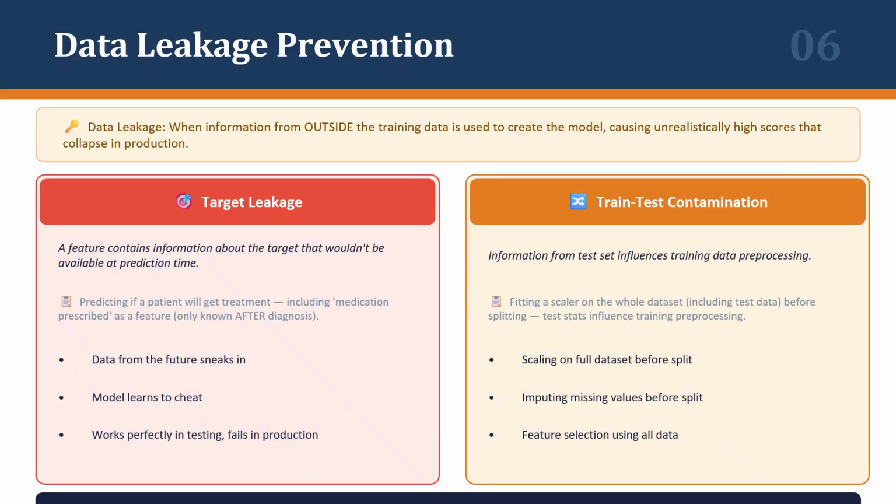Data leakage prevention. Data leakage is one of the most dangerous and common mistakes in machine learning. Why is it dangerous? Leaked models show amazing performance in testing, sometimes 99% plus accuracy, but fail completely when deployed in production. This can lead to wrong business decisions based on false confidence.